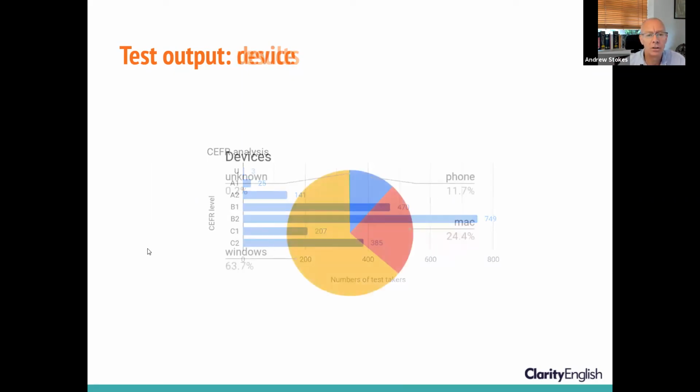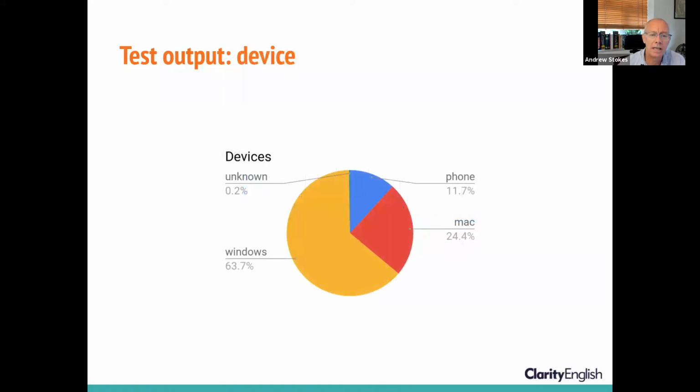Okay, here's another interesting chart. For 99.8% of the test takers, we know which device they used. Here it's broken down quite crudely into Mac, Windows and phone, but we can get very much more granular if we want to. We have in fact researched other data sets to see whether there is a difference in performance depending on device, and we found that overall there isn't.